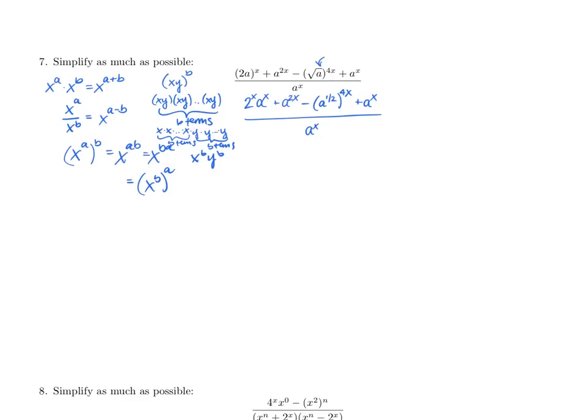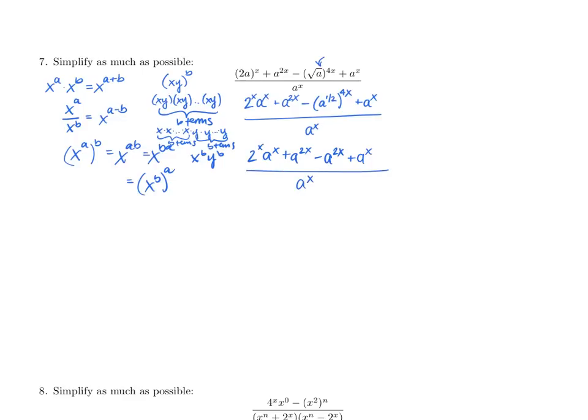Now the only one that needs some slight massaging is this. This is one of these examples where everything inside the parentheses is raised to a particular power, in this case 1/2, and then all of that is raised to the 4x power. We want to take the product of 1/2 and 4x as the total exponent acting on a. So I'm going to rewrite everything else: 2 to the x, a to the x, plus a to the 2x, minus a to the 2x, because I'm taking 1/2 and multiplying it by 4x, plus a to the x, all of that over a to the x.